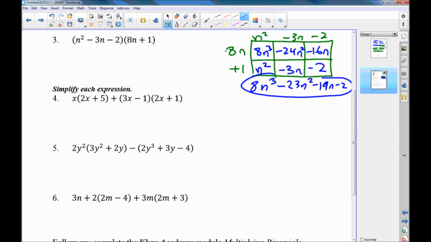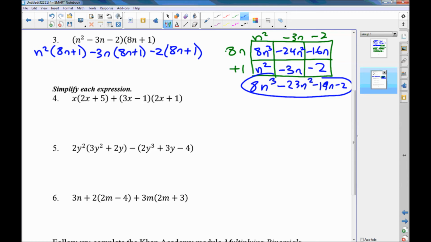All right. Algebraically, we're supposed to distribute each of our first terms in our first polynomial to the second polynomial. So we have n squared parentheses 8n plus 1, minus 3n parentheses 8n plus 1, minus 2 parentheses 8n plus 1. And then we distribute and collect our like terms.